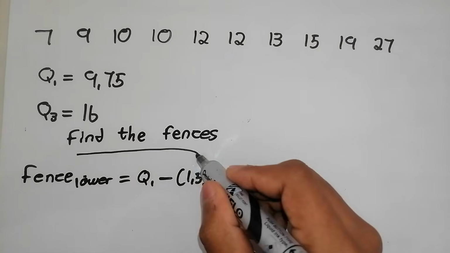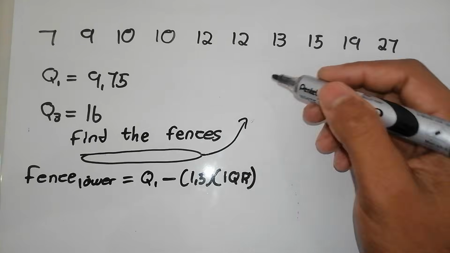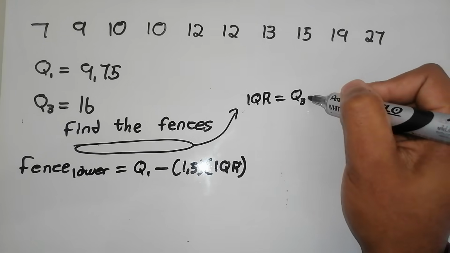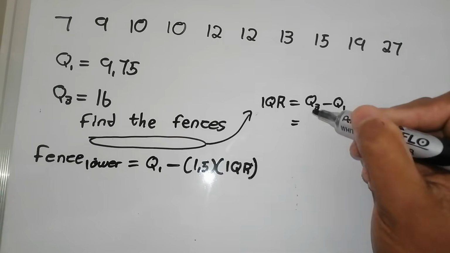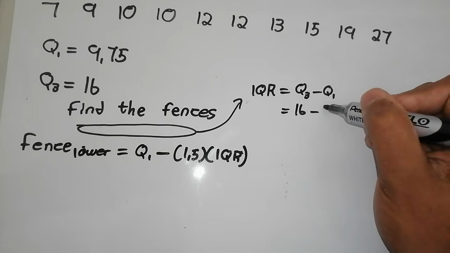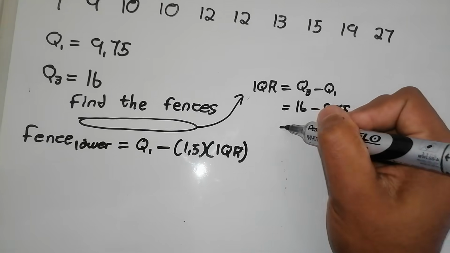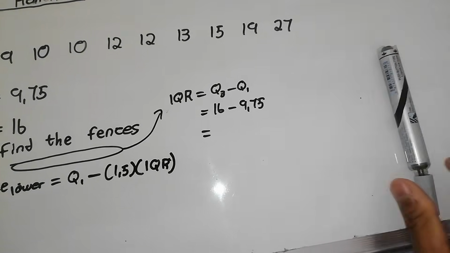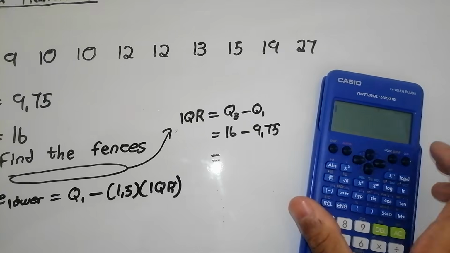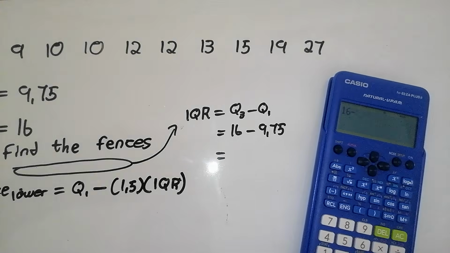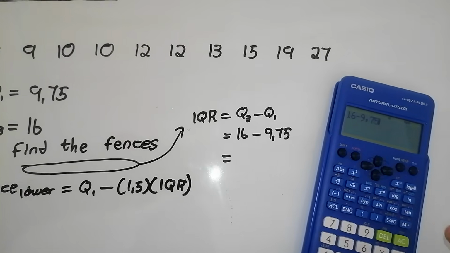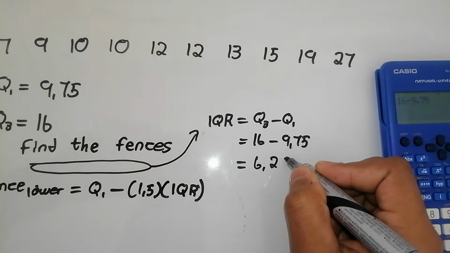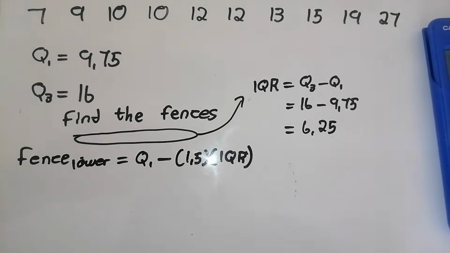So in this slot here, you can just say IQR equals Q3 minus Q1. Your Q3 is 16 minus 9,75. And then you find your IQR. So it's going to be 16 minus 9,75, which equals 6,25. So this is your IQR.